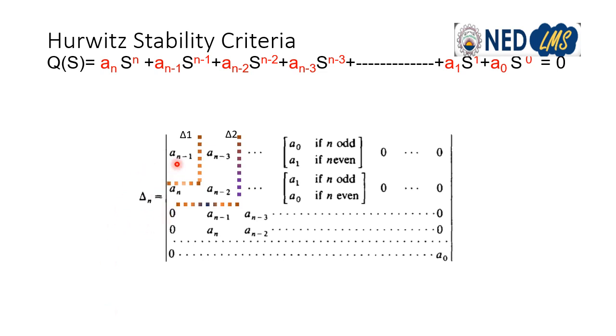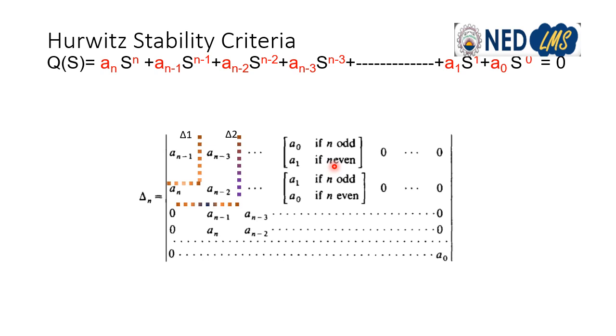We use the coefficients. The coefficient of s raised to the power n is an. The coefficient of an minus 1 is the coefficient of s raised to the power n minus 1. So here we first write the coefficient of s raised to the power n minus 1, that is an minus 1. Then we again use the alternate coefficients, and it will go up to a naught if n is odd, and it will reach up to a1 if n is even.